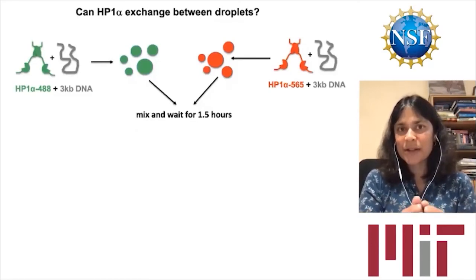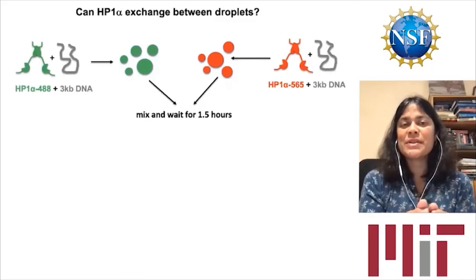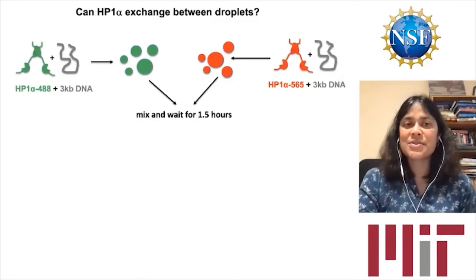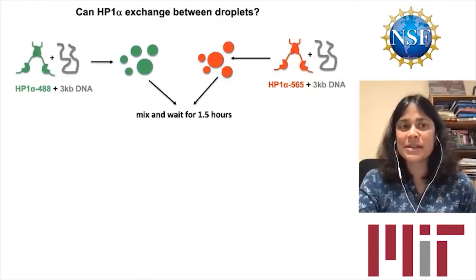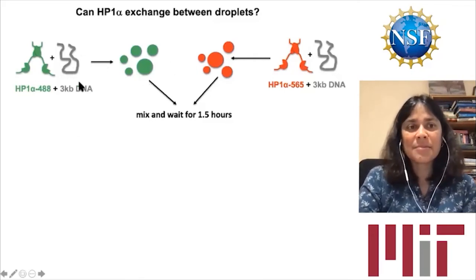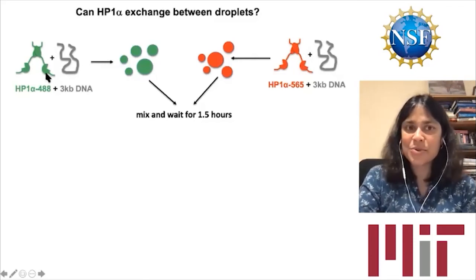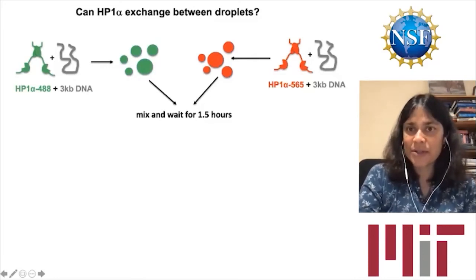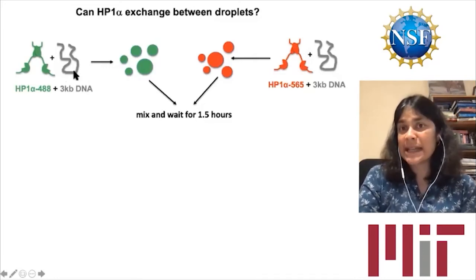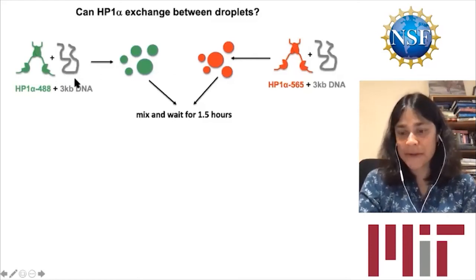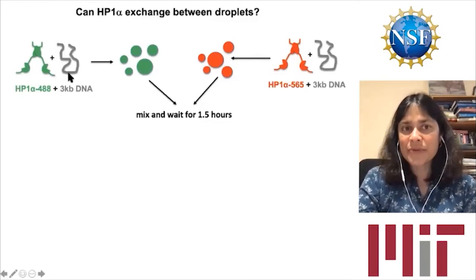Does the HP1 content mix between these territories, and does the DNA content mix within these territories? So the first thing she asked was, what happens to the HP1 content? And to do this experiment, she made two types of droplets, green droplets with fluorescently labeled HP1 alpha molecules, and red droplets with red fluorescently labeled HP1 alpha molecules. And in both of these droplets, the DNA was a long piece of DNA, a 3 kb piece of DNA, and it was unlabeled. Okay? So these droplets require the presence of DNA.